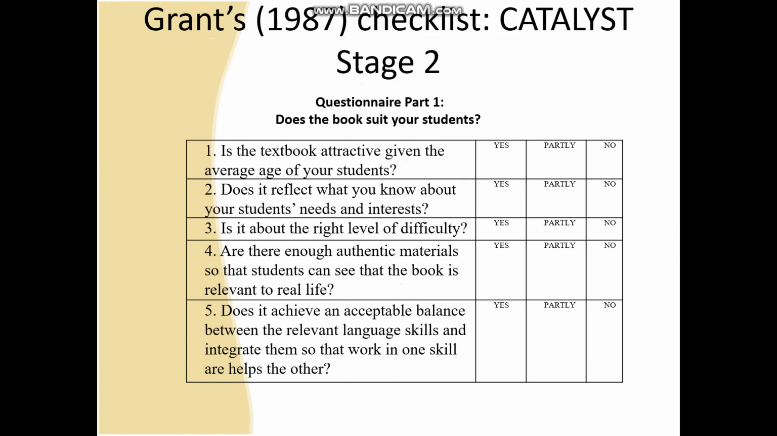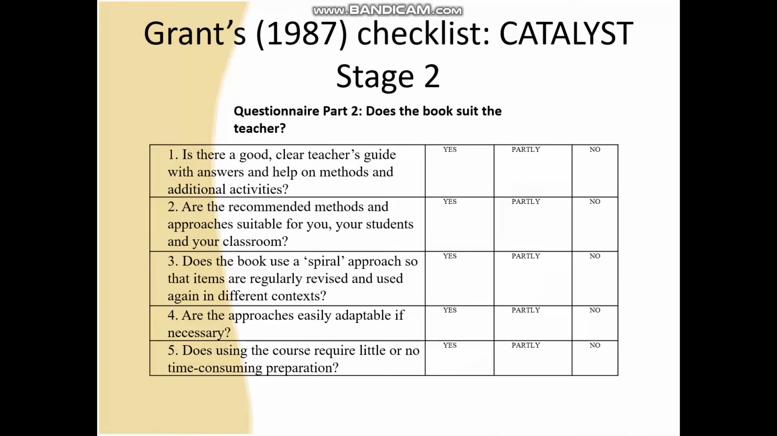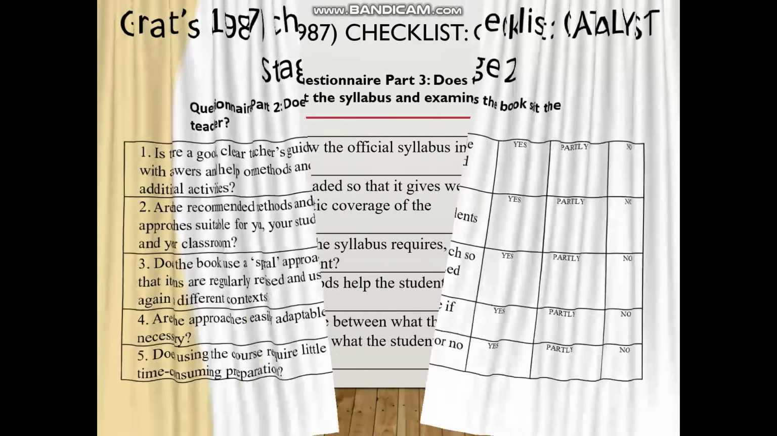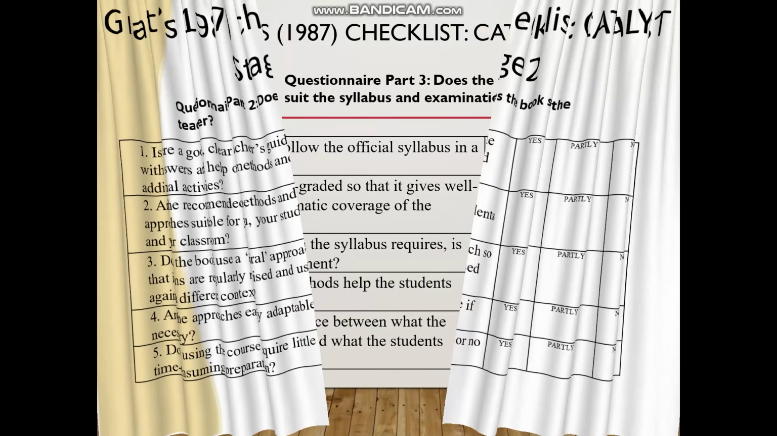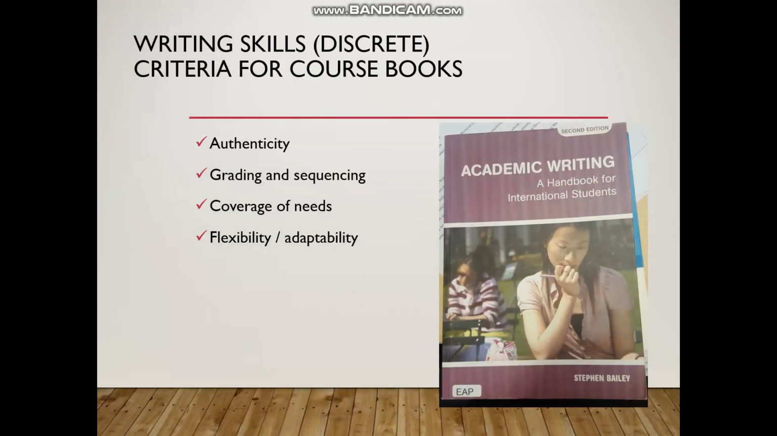Here we are providing the checklist of Grant 1987, Catalyst, stage number 2. Here is the questionnaire that comprises 3 parts, and it will be very helpful for you while choosing the correct course book. Questionnaire part 1, does the book suit your students? Questionnaire part 2, does the book suit the teacher? Questionnaire part 3, does the textbook or course book suit the syllabus and examination?